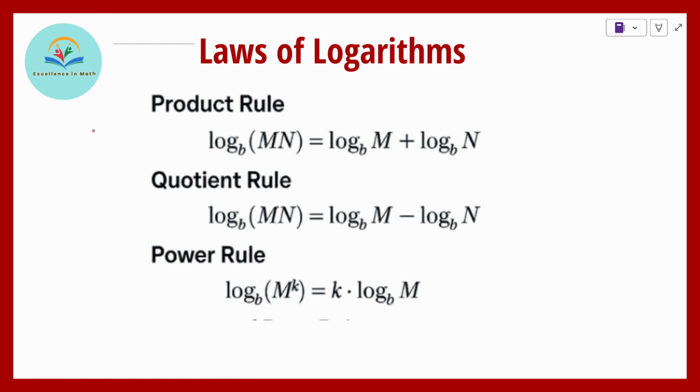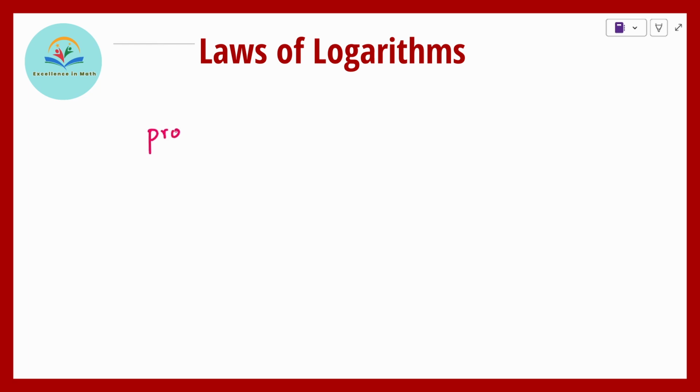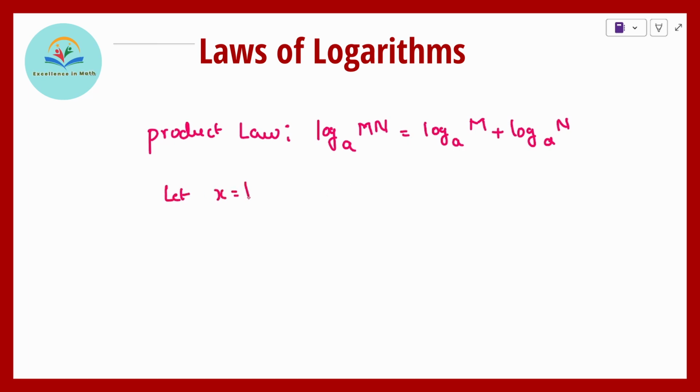The first law of logarithms is the product law. So what is the statement of this product law? Log m times n base a is equal to log m base a plus log n base a. In order to prove this, let us consider x is equal to log m base a as well as y is equal to log n base a.